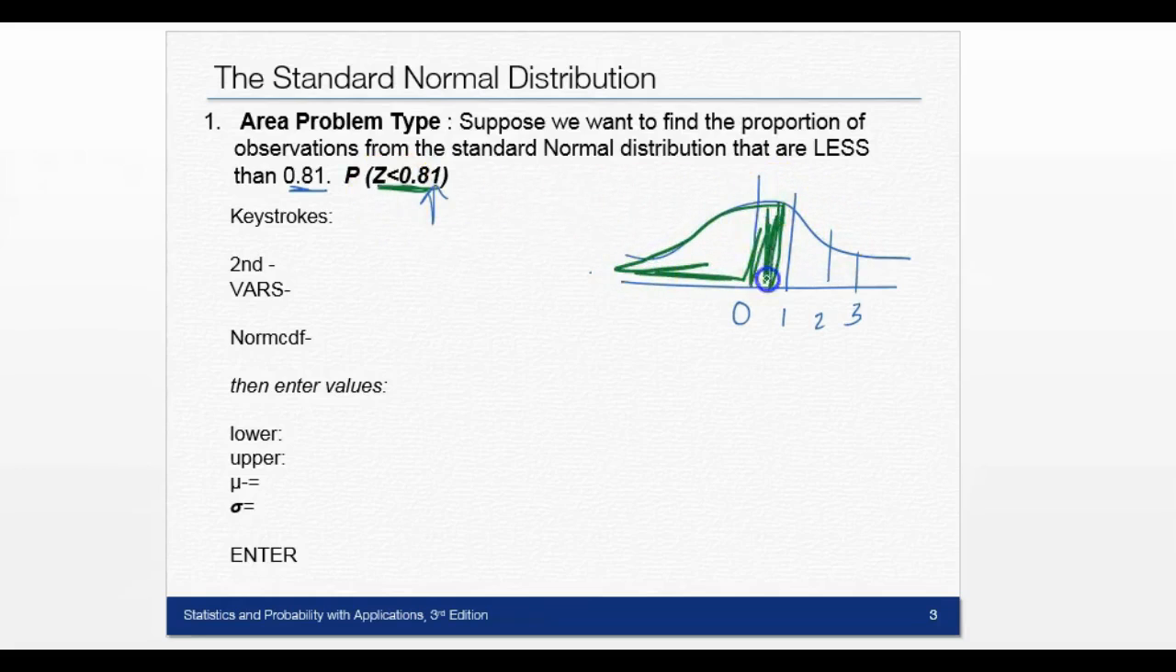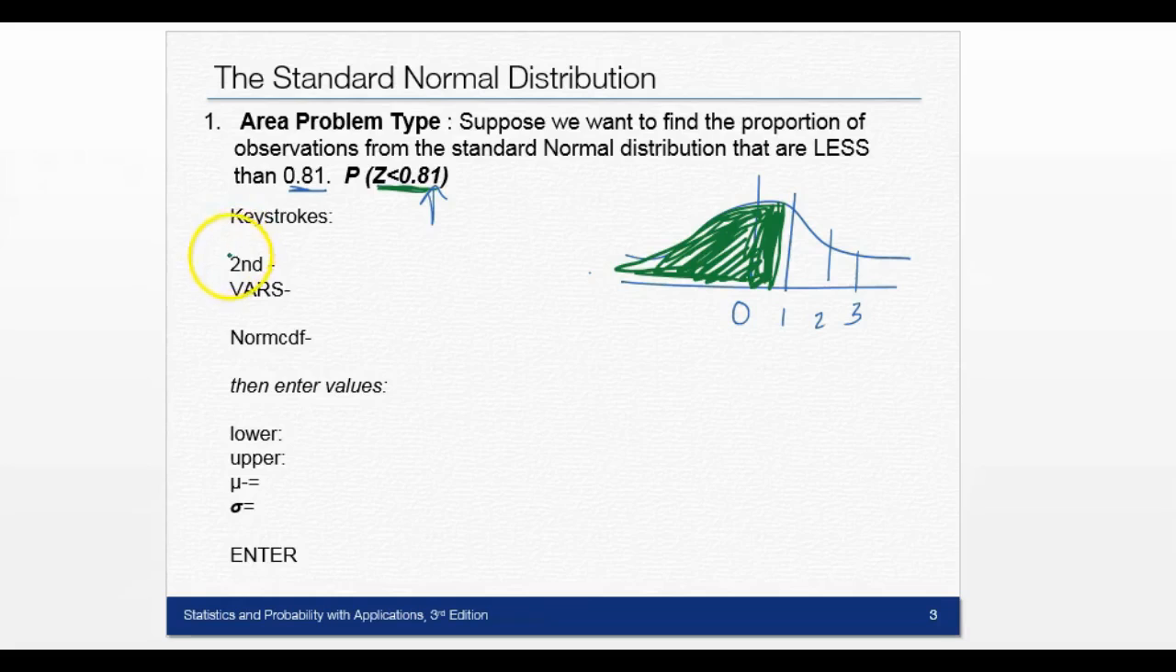Okay? Now, if we were using the empirical rule, it wouldn't quite work because we don't have a solid 1 standard deviation that we're looking at. It's not quite 1, it's 0.81. Okay? So I need a calculator to figure this out. There are tables we can use in stats to figure this out, but the calculator is much easier. So that's what I'm going to show you.